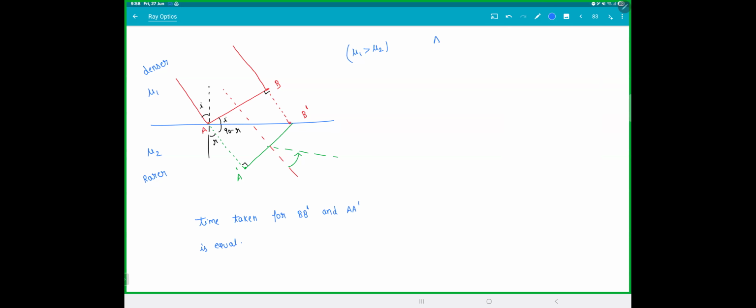Now, if you consider the triangle ABB dash, sin I will be the opposite side, which is BB dash by AB dash. And BB dash is nothing but the speed of light, C by mu1, into time. Similarly, if you take the triangle AA dash B dash, cos 90 minus R is AA dash by AB dash. And AA dash is nothing but the speed of light in the medium, C by mu2, into time.